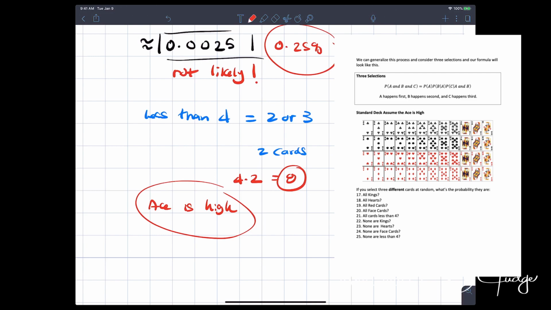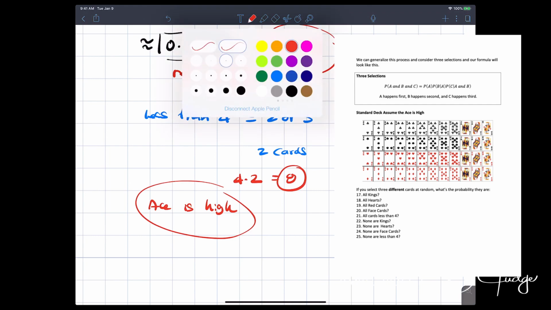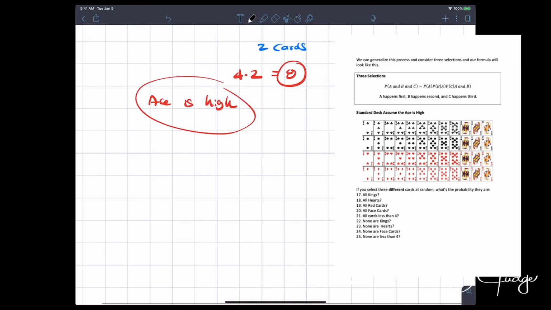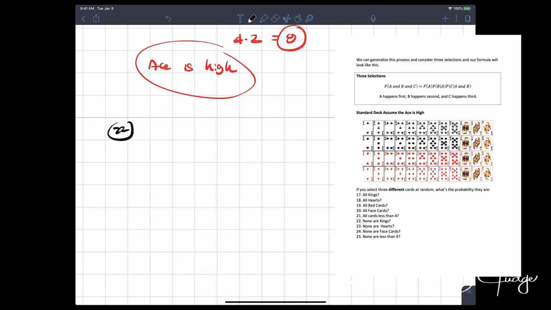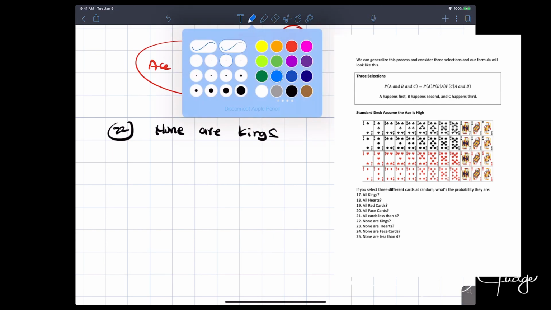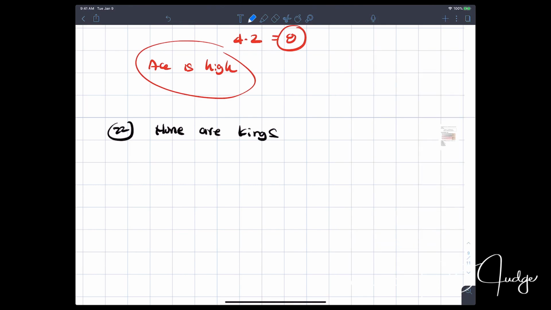Okay, now I'm getting to a question I want to get to. None are kings. So I want to start to focus here on, and this is question number 22. Okay, it's important. None are kings. Okay, we have to know what that statement actually means to have none are kings. And none being kings means the first is not a king, and the second is not a king, and the third is not a king.